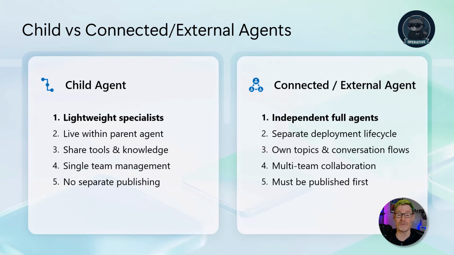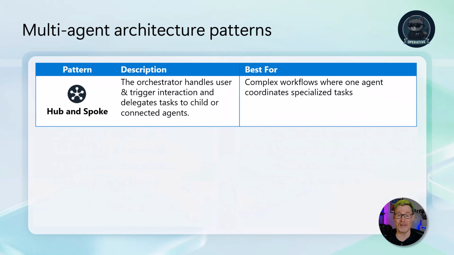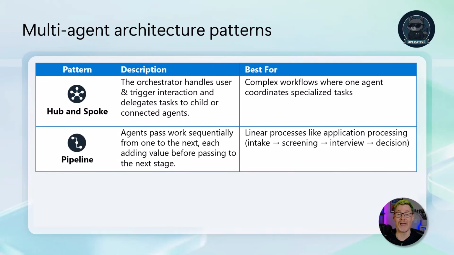There are also a few distinct architectural patterns that we can use here. The simplest is a hub and spoke architecture. One orchestrator handles user messages and autonomous triggers, and then it delegates tasks to specialist agents. This works well for either child or connected agents and is perfect for breaking down complex workflows. Another is the pipeline pattern. Agents act sequentially. One receives a message, performs some work, and then passes the result to the next agent, along with any context, of course. This can support long-running processes and even human-in-the-loop steps.